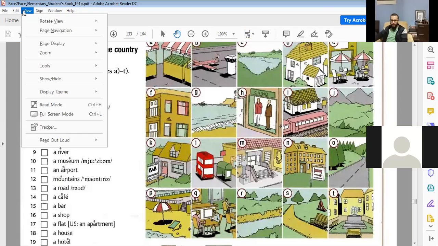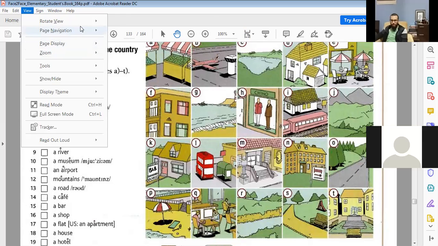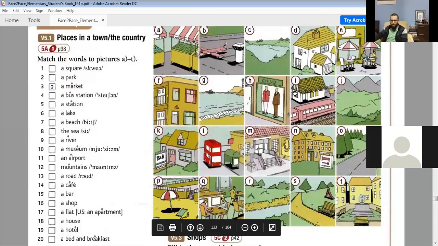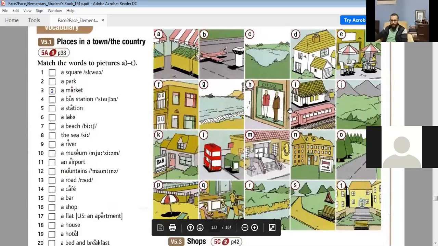Okay, I have an idea. Okay, can you see now everything is clear, right? So we have 20 pictures here. Can you see the 20 pictures? These are the pictures from letter A to letter T, and we want to match them.